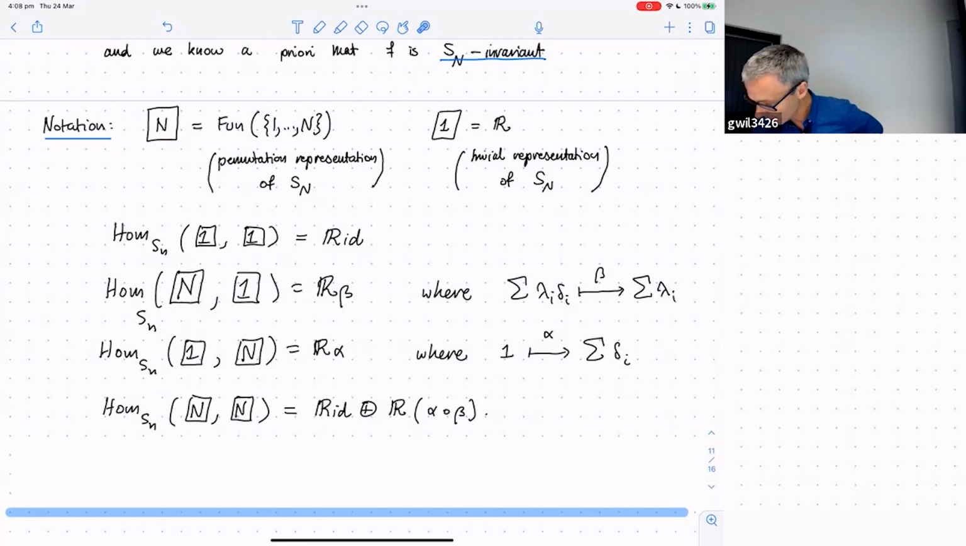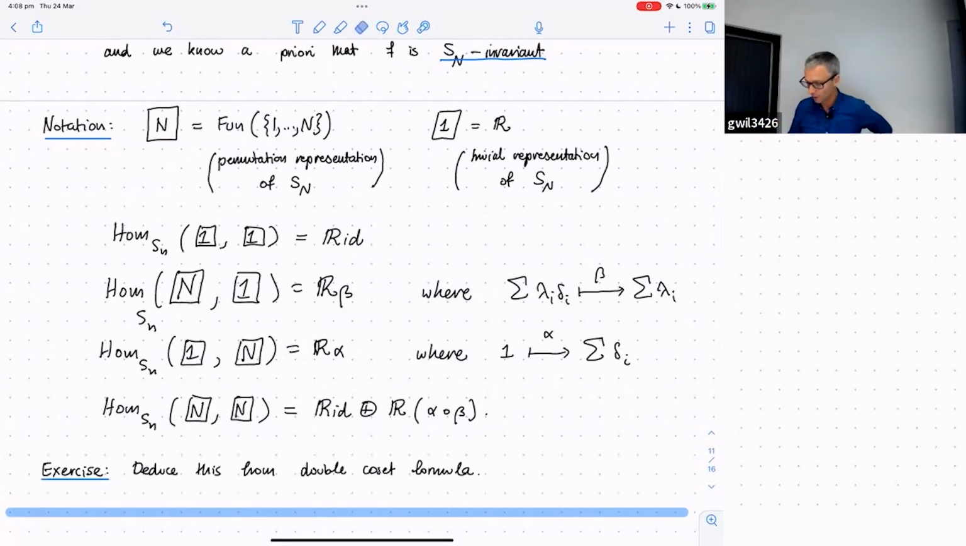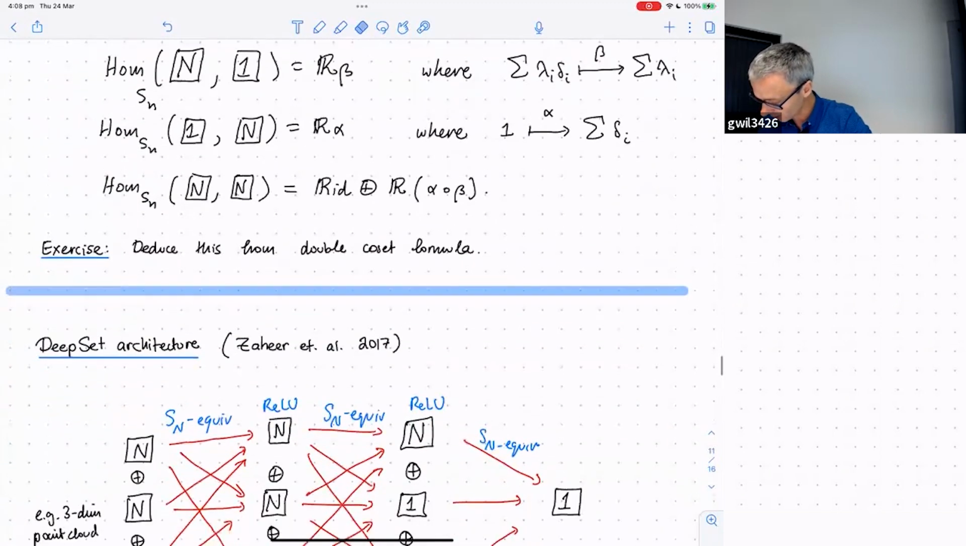Now, exercise: deduce this from the double coset formula. All of these formulas are very easy consequences of the double coset formula. Why is that the case? Do it. If you're a student, you should do this. And if you're a student and it's not already obvious to you, you should do this.